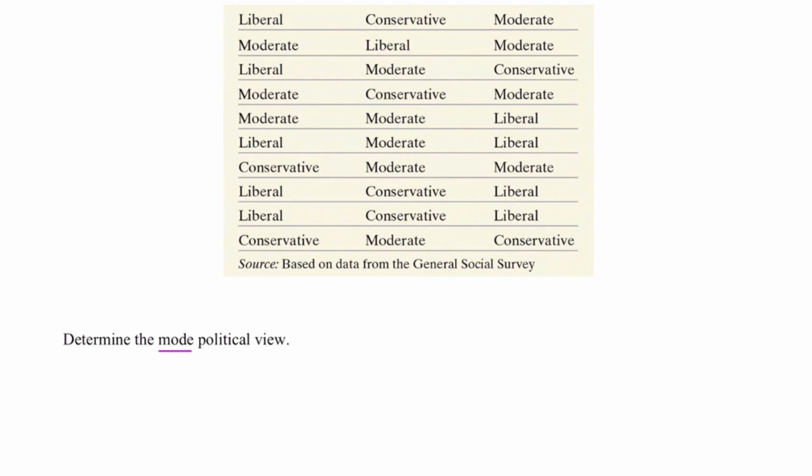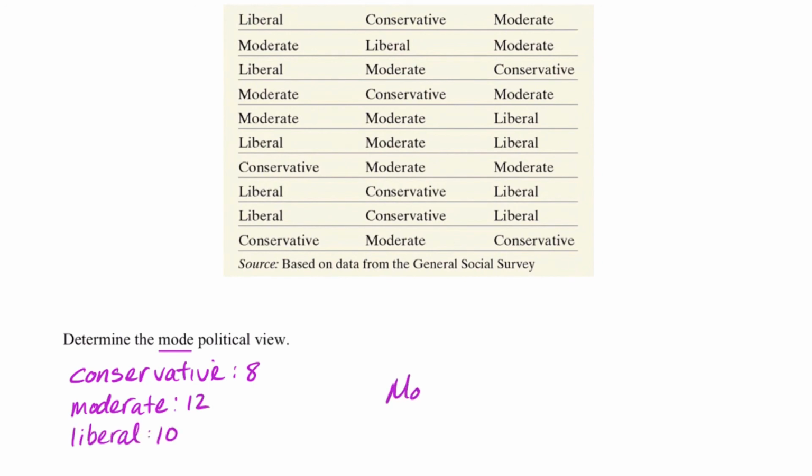So we need to simply count up the frequency for each category. If we're looking at our data, it looks like we've got 8 people who responded conservative. The number of moderates we had was 12, and we ended up with 10 people responding that they consider themselves liberal. Therefore, the mode would be moderate because we have the highest frequency in that category.